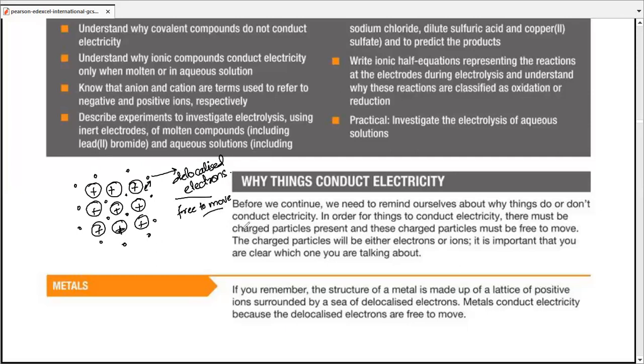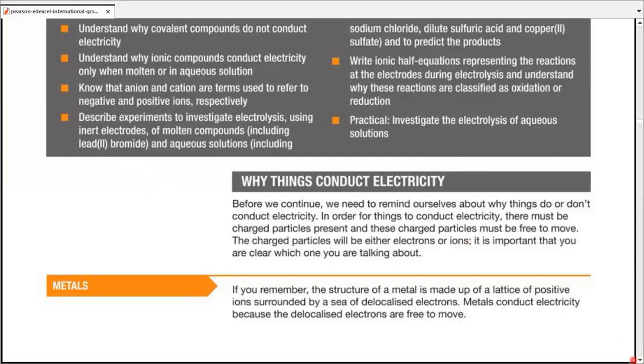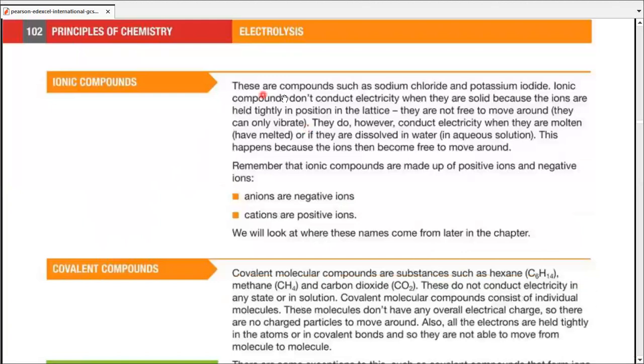Now, whenever something is able to conduct electricity, there should be some charged particles free to move. In the case of metals, these are delocalized electrons that are free to move. Let's take a look at other substances. If we talk about ionic compounds, they're made up of ions: positive ions that are usually made when metals lose electrons, and negative ions that are made when non-metals gain electrons. But they do not conduct electricity when they're solid, because ions are very tightly held in position in the lattice and they're not able to move. They can only vibrate. That way they're not able to conduct electricity.